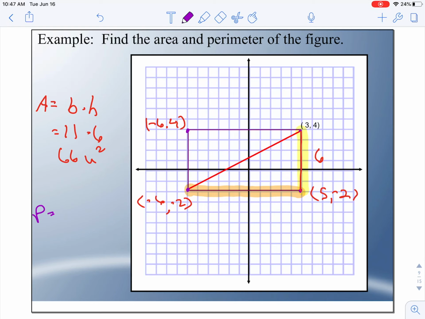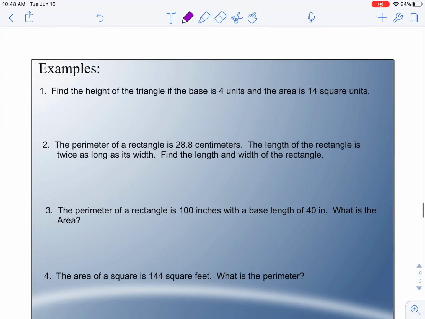And the perimeter, again, pretty simple. Our perimeter is just, since we already found this is 11, we take 11 times 2 plus 2 times 6. 11 times 2 is 22. I wasn't squaring that. So 22 plus 18 gives us 48 units.